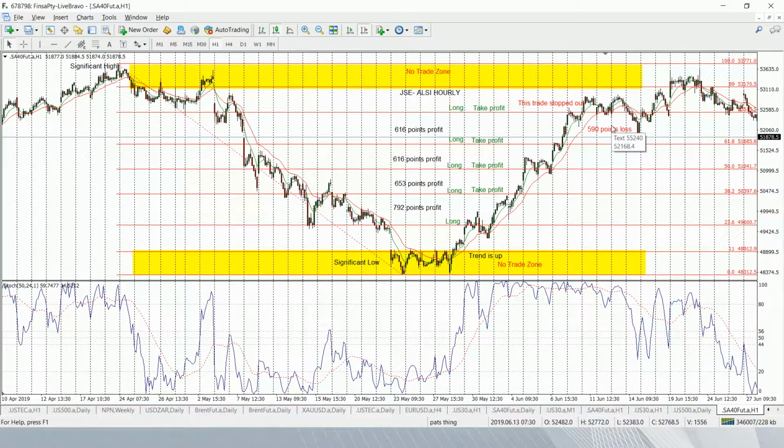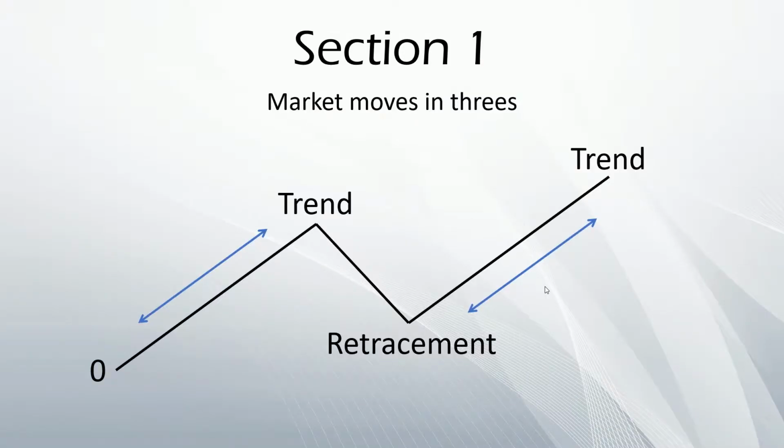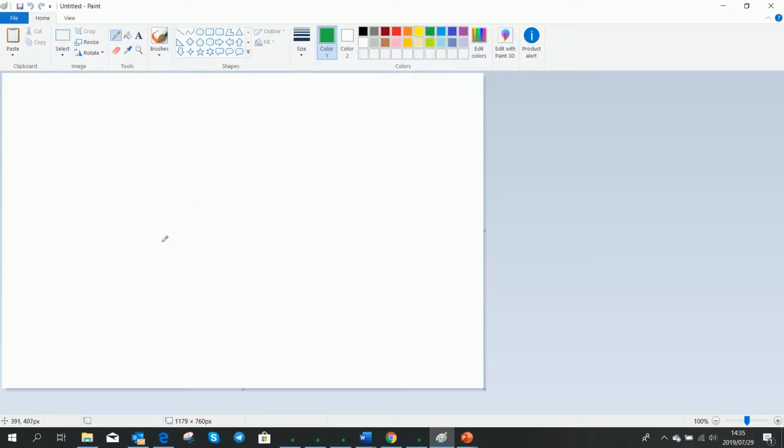So there are a couple of rules that we have to understand exactly where to fit the grid. That is really the challenge. As a basic introduction for that, any market moves in threes. We get a trend, we get a retracement, and then we get a trend again.